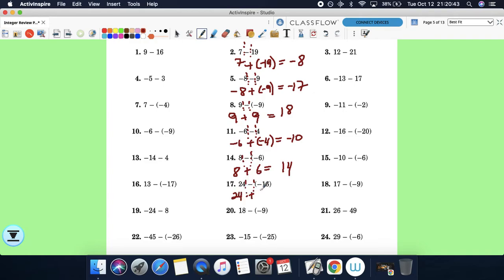24 plus 16, this one's just 40. I'll make the change to addition, so 18, subtraction becomes addition, -9, opposite is 9, so that's 27. -15, subtraction becomes addition again, and -25, opposite of that is 25. So amigos, no, not friends here, so the positives are going to win, so we're going to have 10.